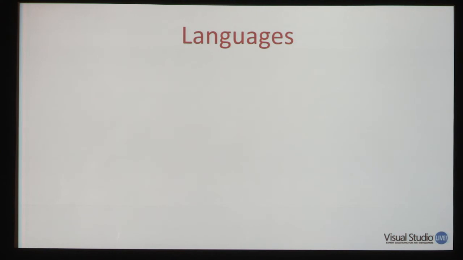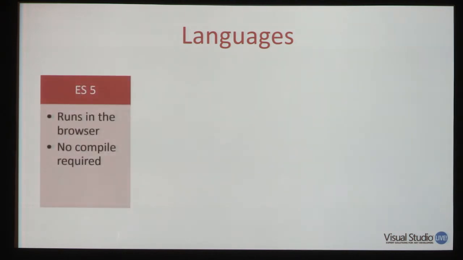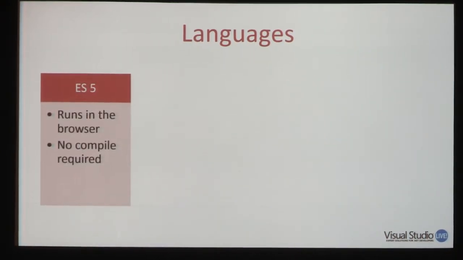So for languages, you can build an Angular 2 app using ECMAScript 5. So ECMAScript is the version of JavaScript. ECMAScript 5 is probably what you're using now for your web apps. It's the one that just currently runs in any browser. If you type a script tag in some script, that's ECMAScript 5. There's no compile required. It just runs in your browser.